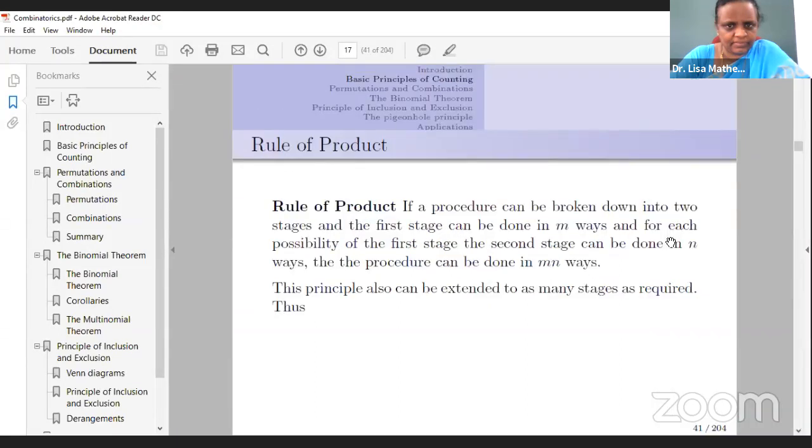Sorry for the interruption. Now, the second rule that I want to talk about is the rule of product. If a procedure can be broken down into two stages, and the first stage can be done in m ways, for each possibility in the first stage, the second stage can be done in n ways, then the entire procedure can be done in m into n ways. Now, this principle can also be extended to as many stages as required.